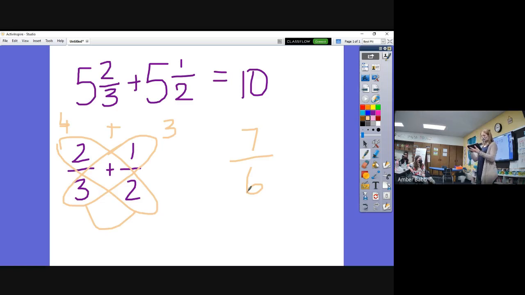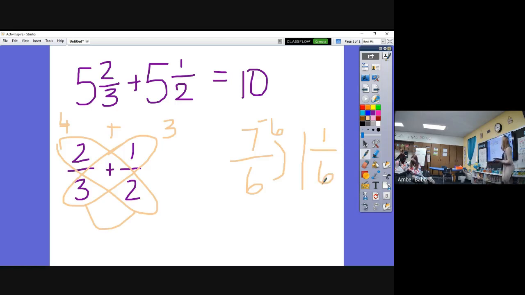This is an improper fraction, so I need to fix this. Some of you gave me 10 and 7/6. It's still right. You're not wrong. But nobody would write a mixed number that has a whole number and an improper fraction. That's not really right. So we need to fix this part of it. So 6 goes into 7 how many times? Once. So I've got a whole number 1. And then how many would I have left over?